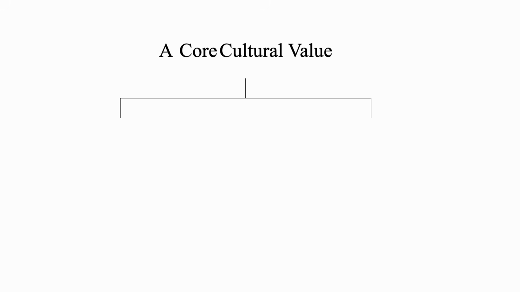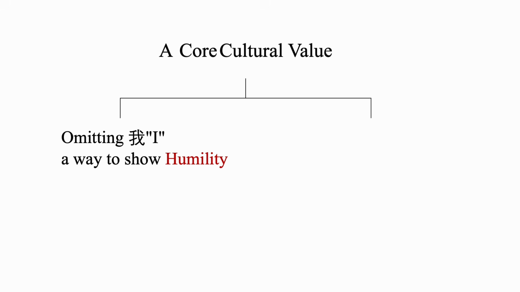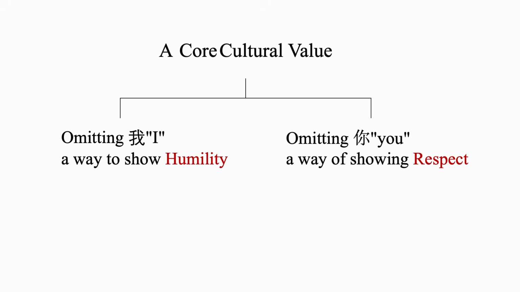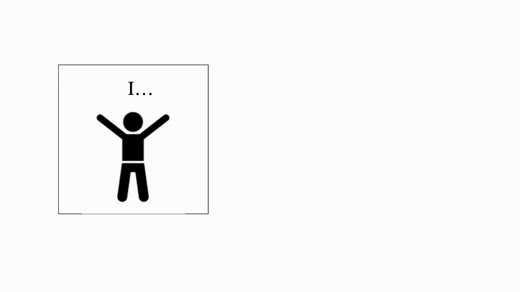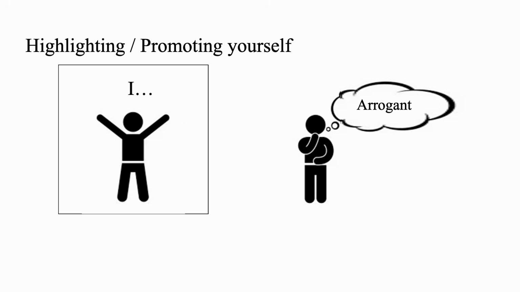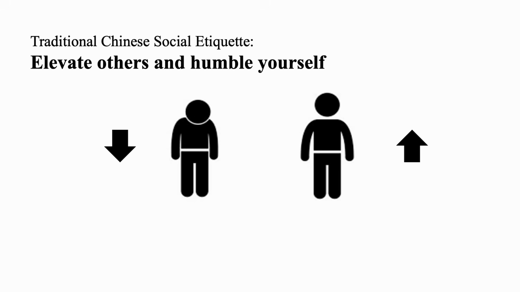Over time, something interesting happened. What began as a grammatical habit gradually evolved into a social habit and eventually a core cultural value. Omitting I became a way to show humility, while omitting you became a subtle way of showing respect. Why? What's the reasoning behind it? In traditional Chinese culture, deliberately highlighting or promoting yourself is seen as arrogant and ill-mannered. The golden rule of traditional Chinese social etiquette can be summarized as: elevate others and humble yourself.